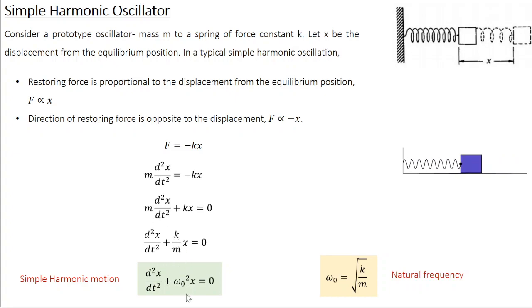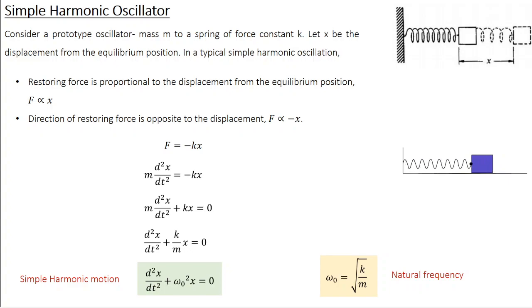Instead of k by m, I write omega naught square, where omega naught is square root of k by m. This is known as the natural frequency of simple harmonic motion. So with this substitution, I get the standard equation of simple harmonic motion, d square x by dt square plus omega naught square x equal to 0. So this is the equation of motion. Now I need to solve it. As you can note, this is a second order differential equation.